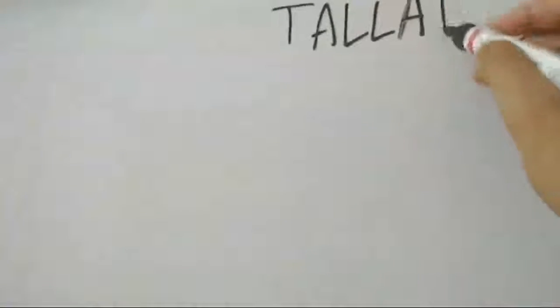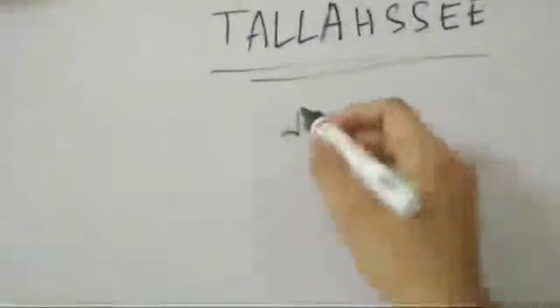My next question is, there's a word, for example, Tallahassee. How many ways can we arrange this word so that no vowels will be sitting beside each other? No vowels will be sitting beside each other.